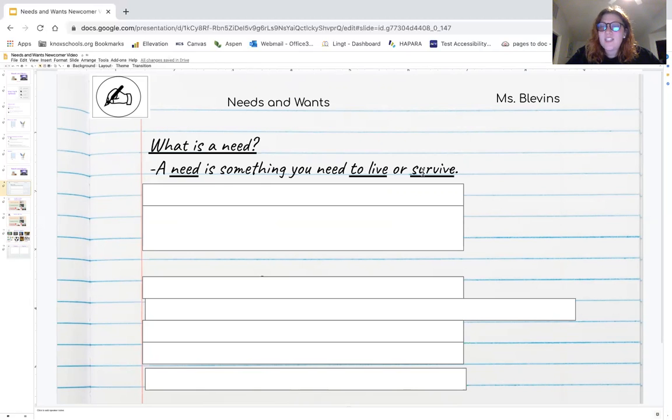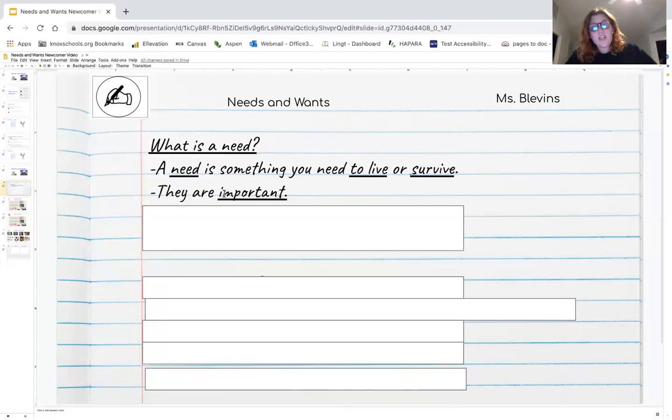So a need is a thing. It's a thing we need to live or to survive. They are important. If a house is a need and a house is important, we need it to live or survive. Okay, take a second to copy down these notes.